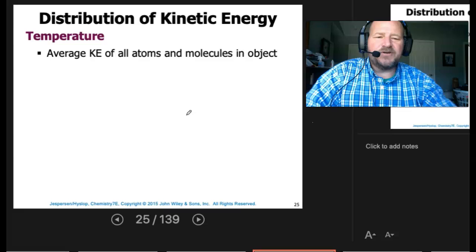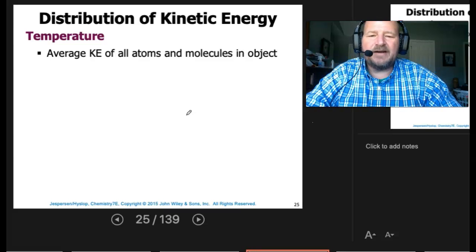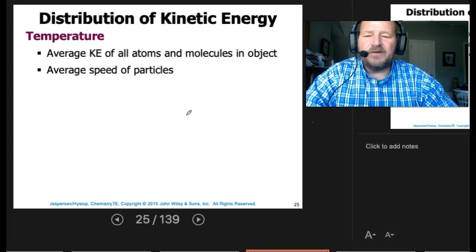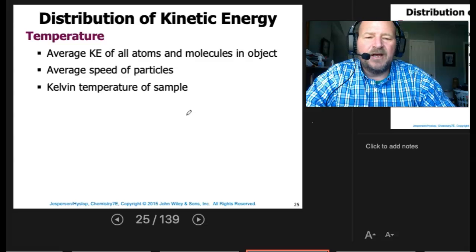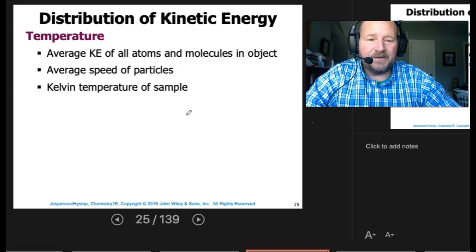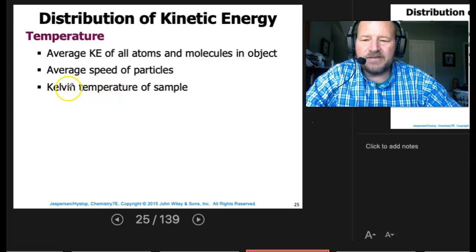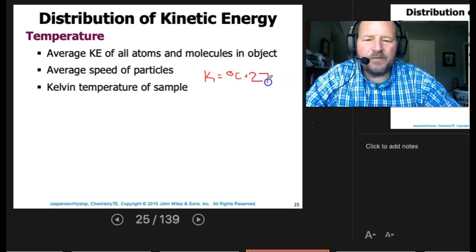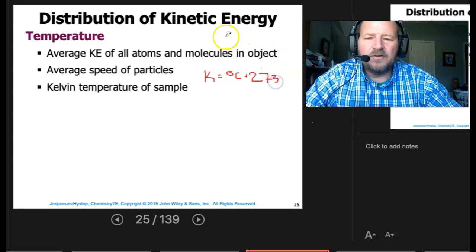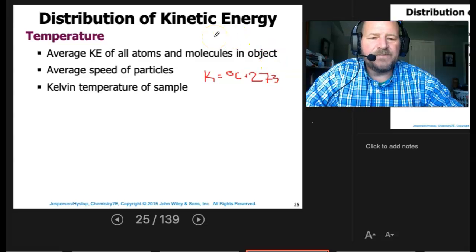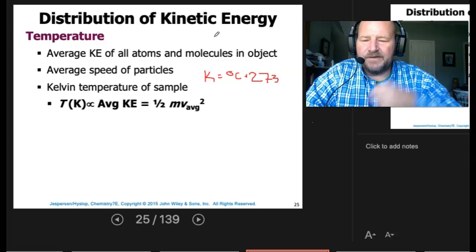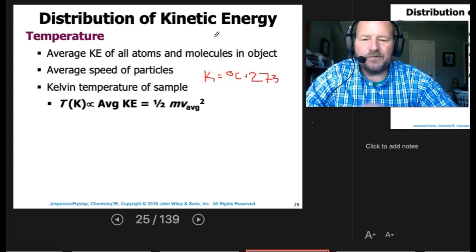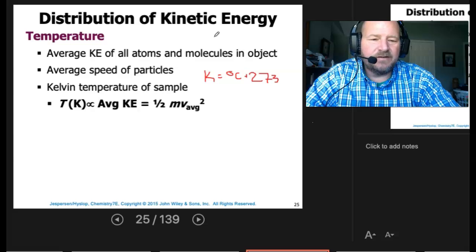All right, so temperature then, the average KE of all atoms and molecules in the object. We're looking at the average speed of the particles. And typically when we're looking at this, we're looking at Kelvin temperatures. So if you don't remember your Kelvin temperature scale, Kelvin is going to be equal to degrees C plus 273. Okay, we want to be on the absolute scale when we're looking at kinetic energy. So the temperature then in Kelvin is proportionate to the average KE, which of course is the 1/2 mv squared.